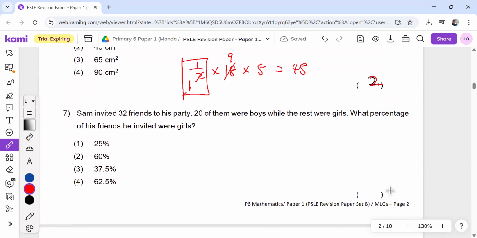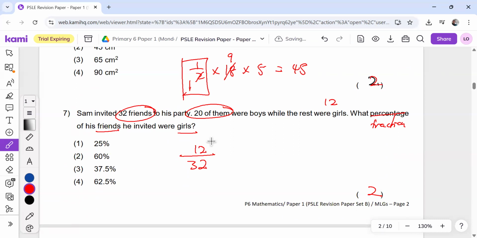Now, question 7, I hope by now you should know how to get question 7. Question 7, the answer is number 2. Okay, number 2. And how to get your percentage? You write as what fraction. What fraction of the friends he invited were girls? So how many friends? Which is the denominator. And how many girls? 32 minus 20 boys, you will get 12 girls. 12 over 32. Okay, now there are a few ways to get a percentage. You can make the denominator 100, or you can just multiply by 100%. So there are two ways, okay? Two ways to get your percentage.